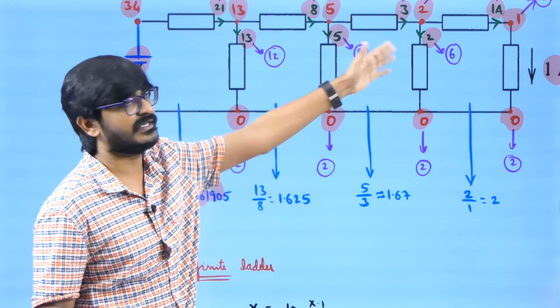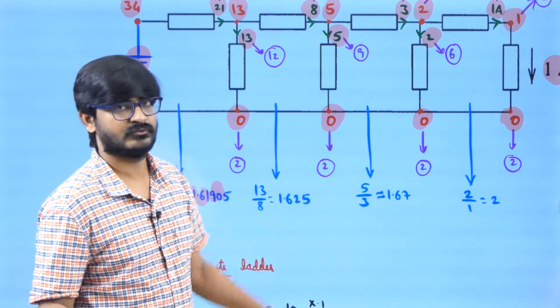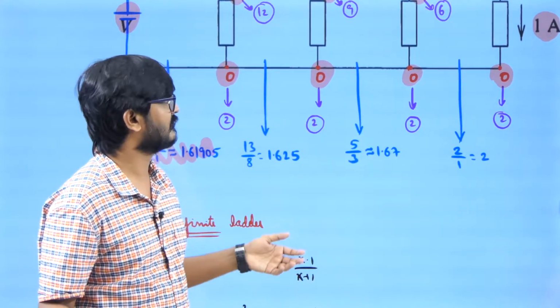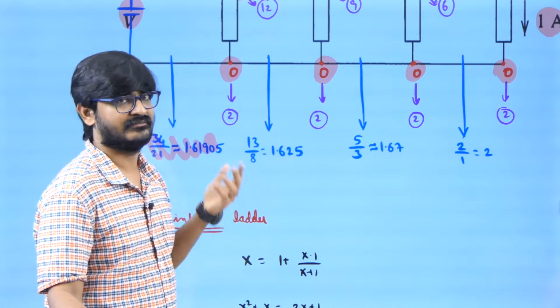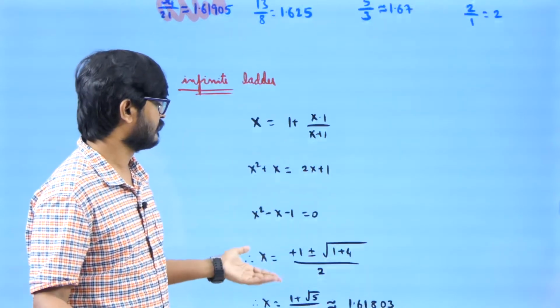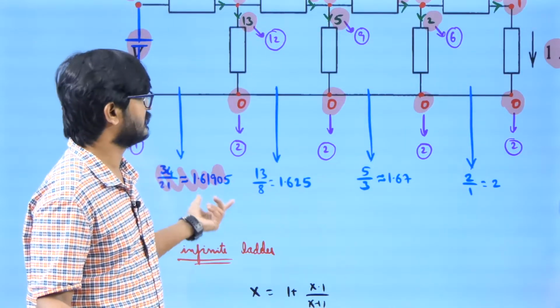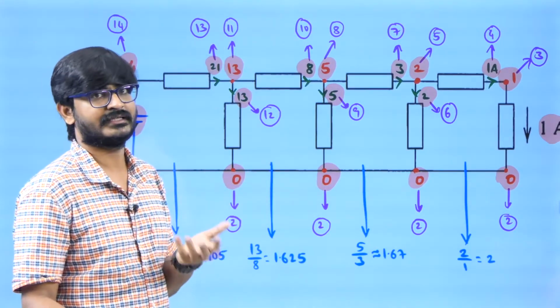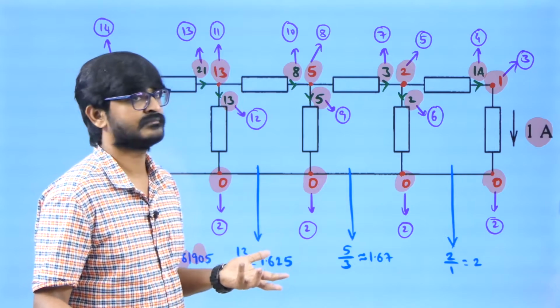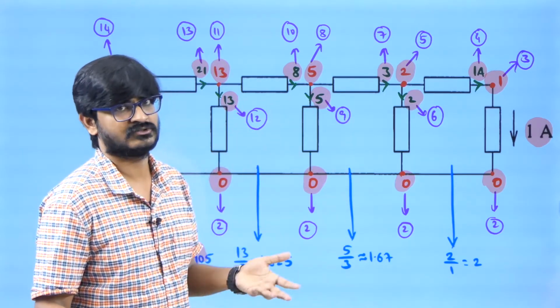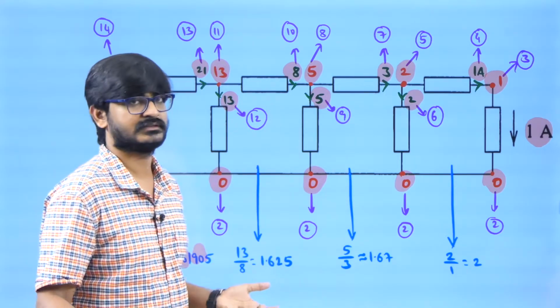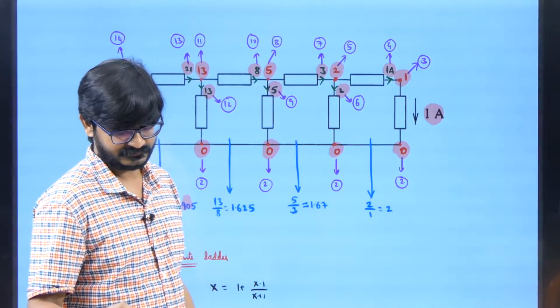Now if there are infinite number of such repetitive patterns, or if it is an infinite ladder, what will happen? You can go the same way as we have done earlier. When you do that, you will be getting approximately 1.618, which is almost close to this one. So if you don't know how to solve an infinite resistors question in exam, take 3-4 ladders and solve it, and the answer will be close to it if it is MCQ, right?